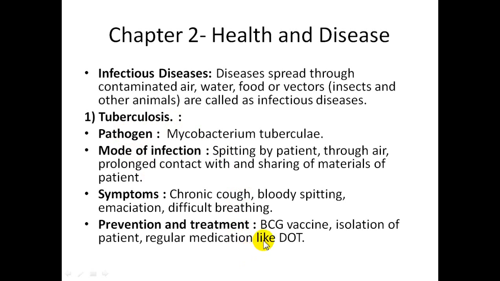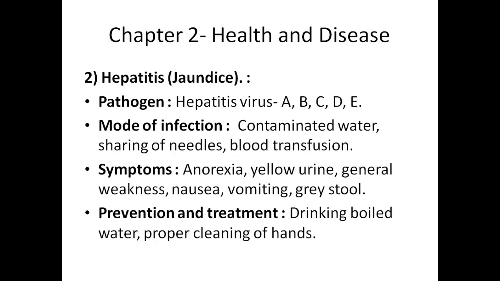Okay, now we'll see the next one, hepatitis jaundice. Hepatitis is a type of jaundice. Jaundice is normal, it sometimes happens, but hepatitis is a senior level of jaundice. You can understand it like this, it's a third level of jaundice, you can say. The pathogen is the hepatitis virus. It is a viral disease.